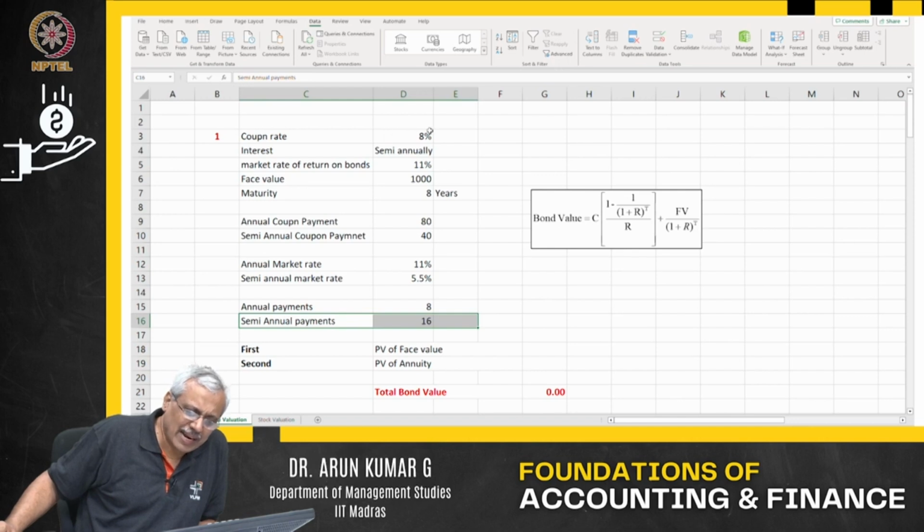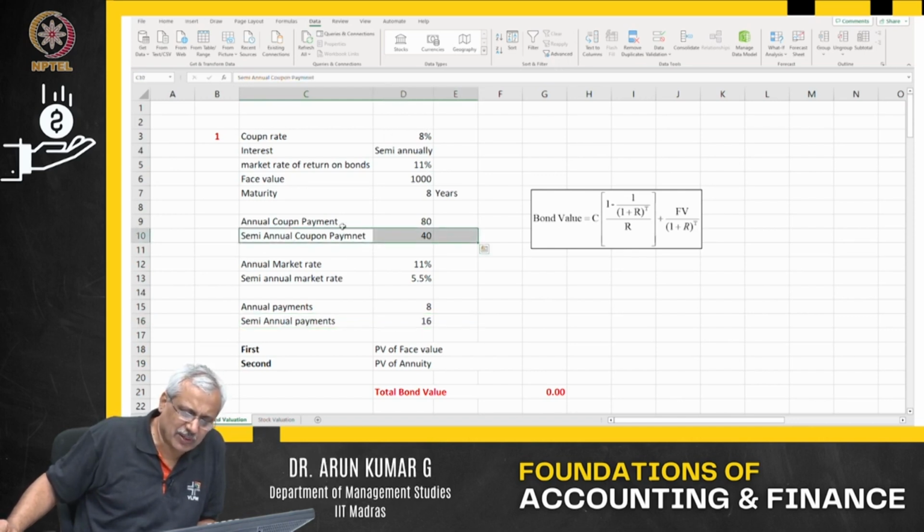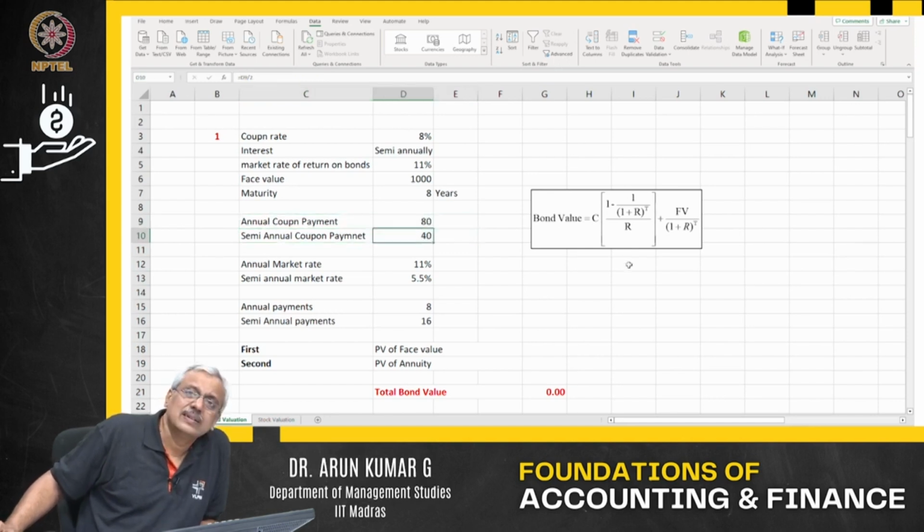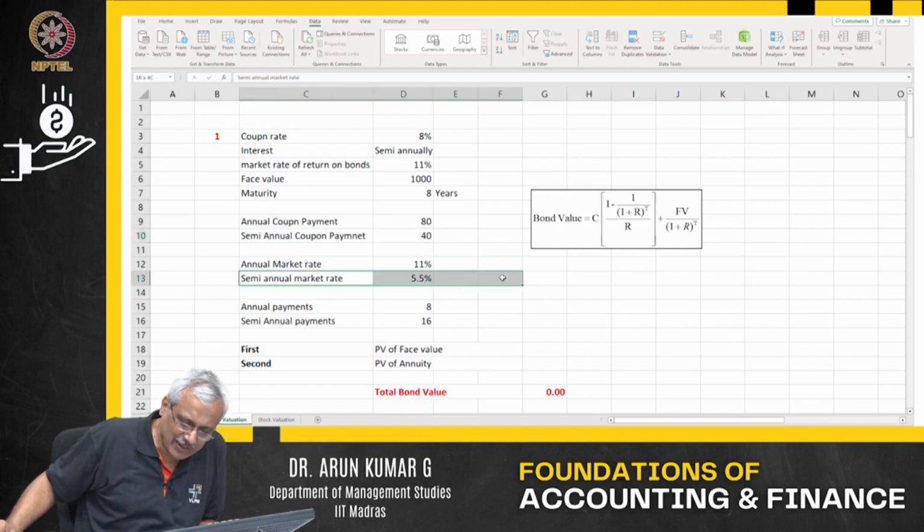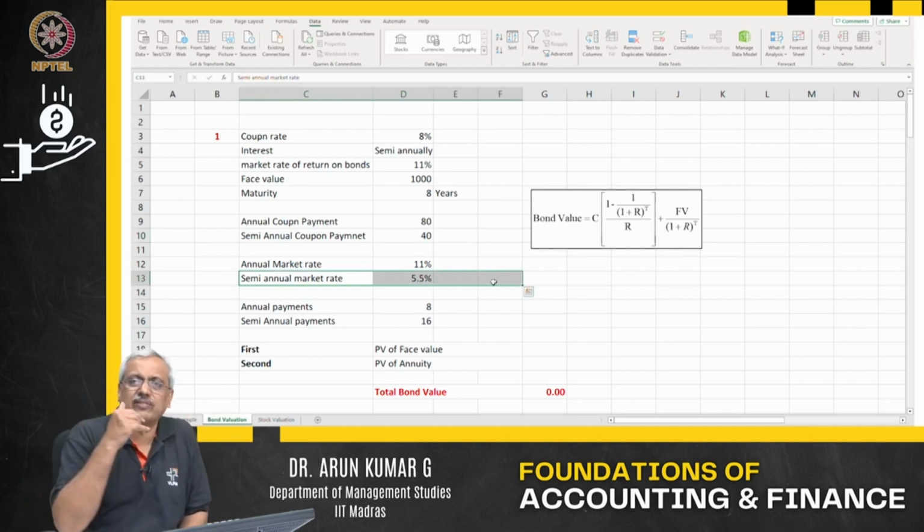What are you going to get? 8% on 1,000. At every stage you are going to get a semi-annual coupon of $40, so an annual coupon of $80. The average market interest rate is 11%, and semi-annual. So what happens when we say semi-annual? It is 5.5%, just half of it.